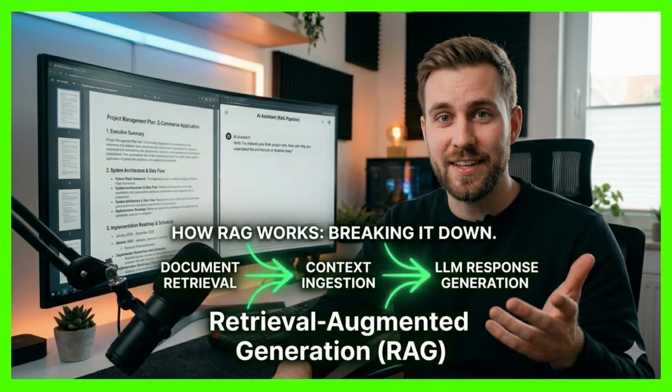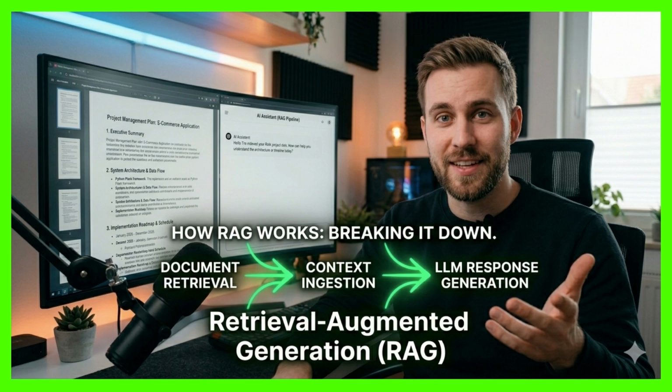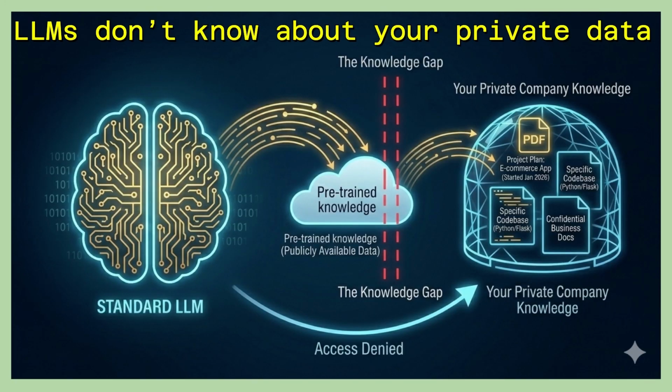In this video, we are breaking down exactly how RAG, or Retrieval-Augmented Generation, makes this happen. We're going to upload a real Python Flask project plan, ask it complex questions about our milestones, and peek under the hood to see how the AI finds the exact answer in seconds. Let's dive in. Standard large language models are brilliant, but they have a fatal flaw.